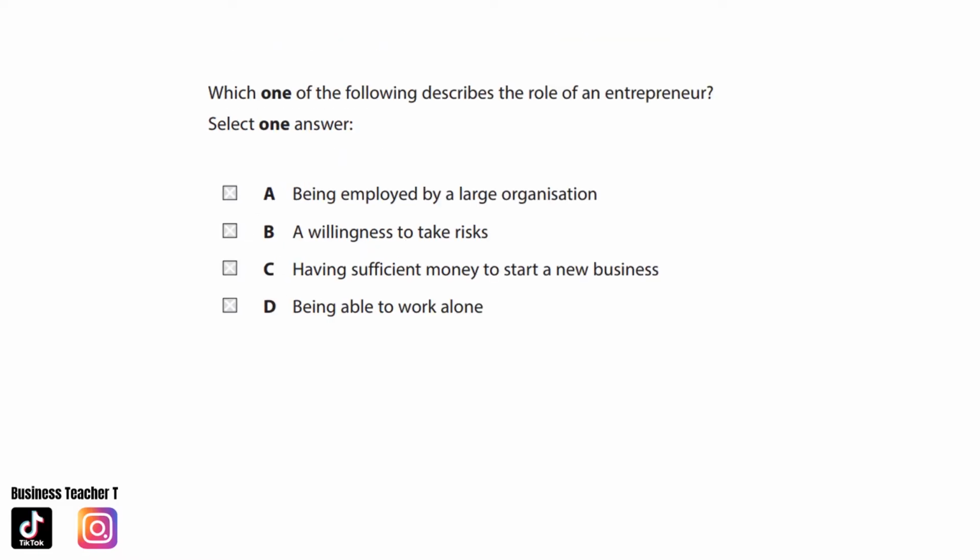Which of the following describes the role of an entrepreneur? You need to select one answer. A, being employed by a large organisation. B, a willingness to take risks. C, having sufficient money to start a new business. Or D, being able to work alone. And the answer is B, willing to take risks.